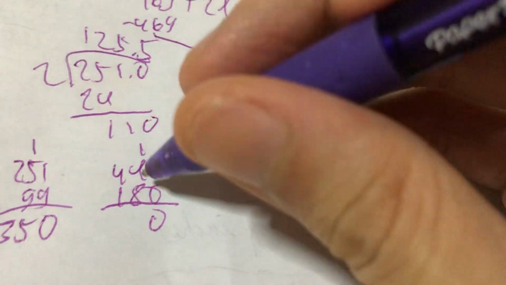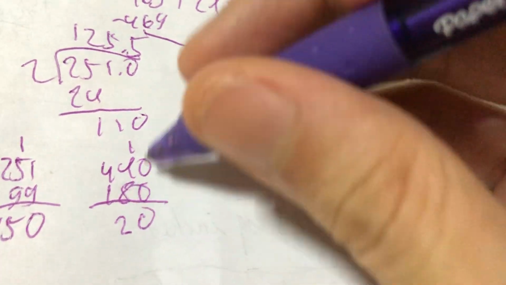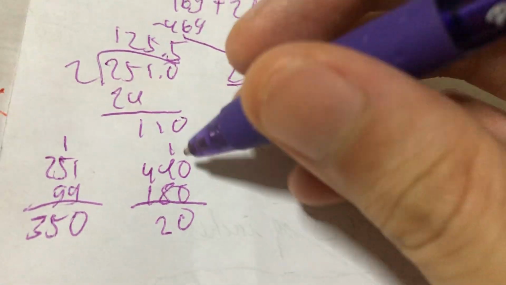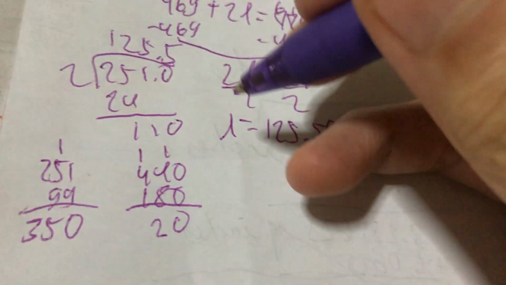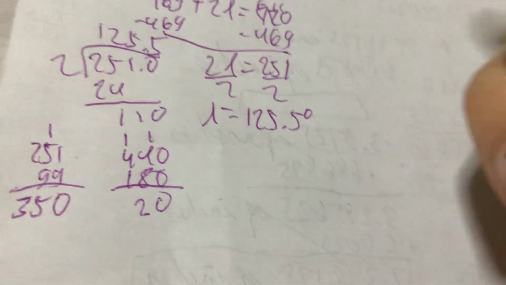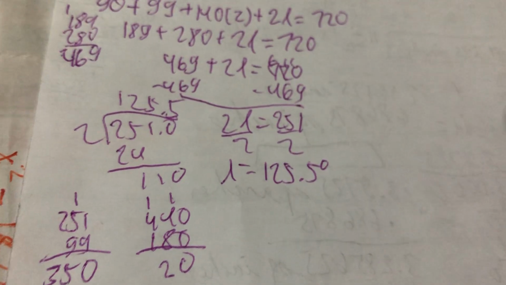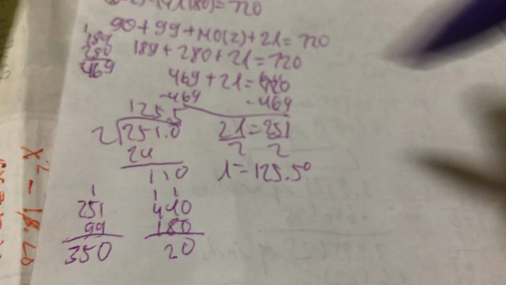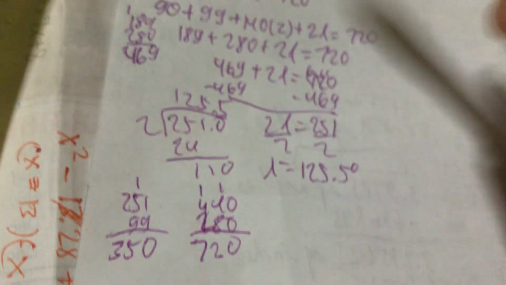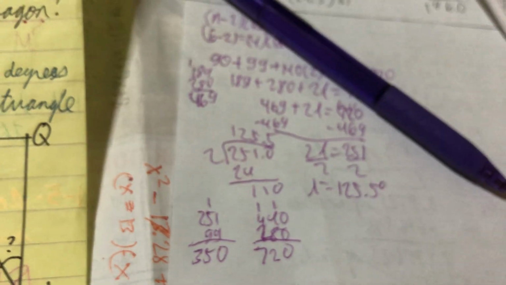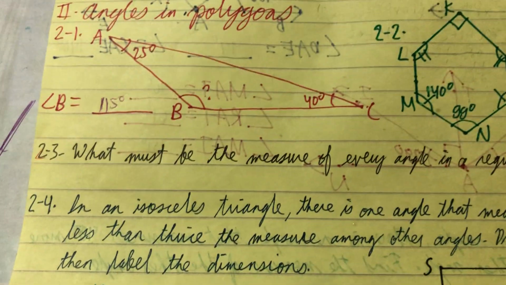440 plus 180 equals... 12. Tama ba? Teka, mali eh. Never mind. Basta, what is it? 280 pala 'to. 720. Okay. Fair enough. Now, let's go to the third problem.